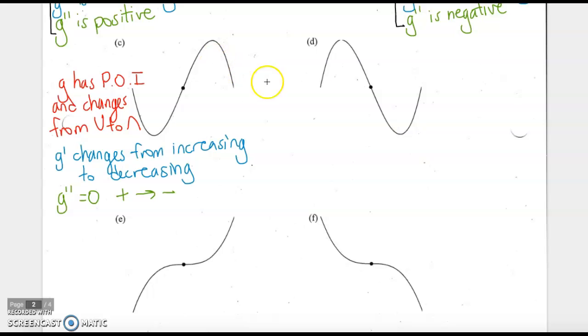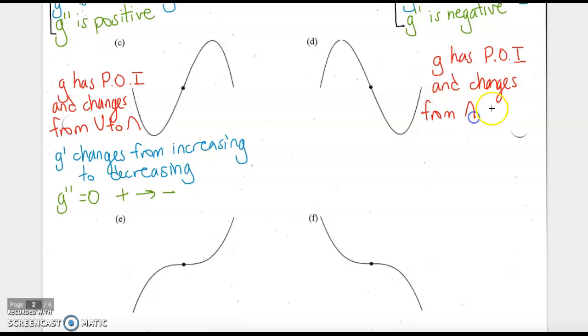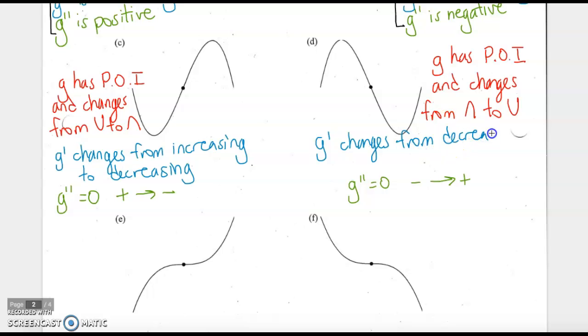All right, let's go ahead and talk about this next one. So for this point, I would still say that G has a point of inflection, or an inflection point. But this time we're changing from concave down to concave up. So that's just going to change some signs down here, which means that my second derivative still equaled 0 at that inflection point, but it changed from negative to positive, which means that my first derivative changes from decreasing to increasing.